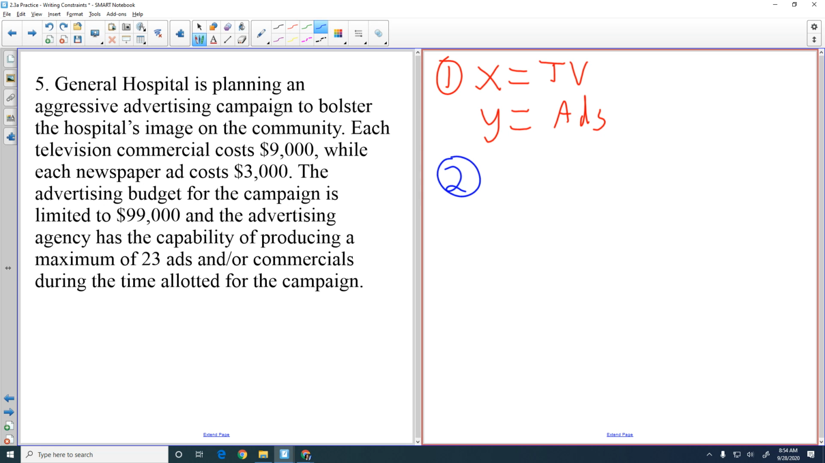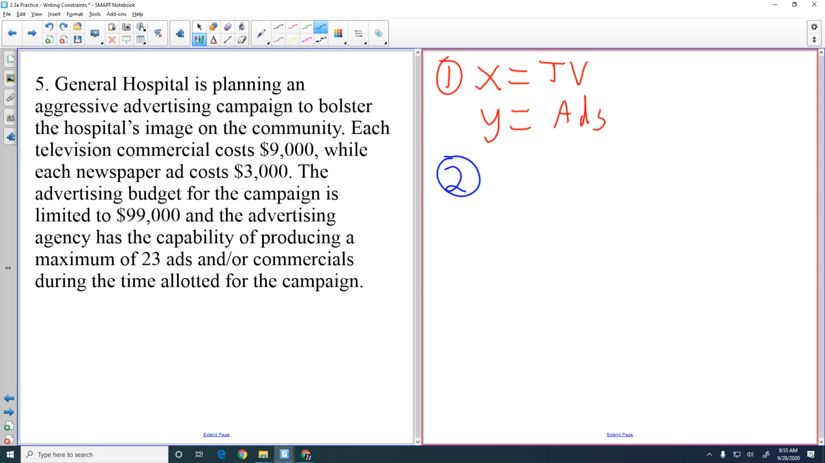Now remember, if you flip-flop those, if you made X the number of newspaper ads, that's fine, because in your final step, when you choose those points in the feasible region, like if you were to graph them, you would know that the first coordinate is X versus Y. It won't make a difference as long as you put the correct units there.